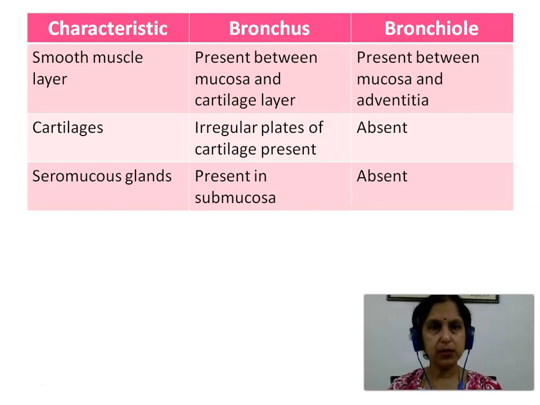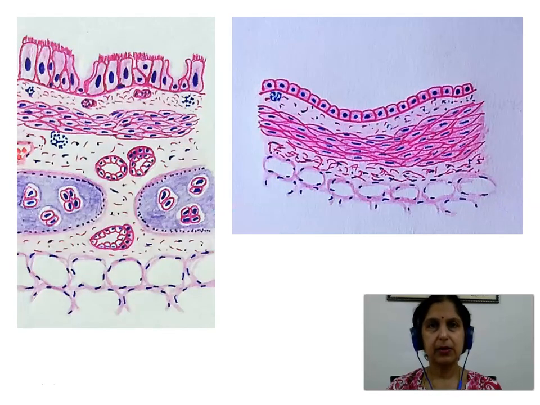Seromucous glands in the bronchus are present in the submucosa and also seen in the lamina propria, while in the bronchiole, seromucous glands are absent. Thus, these are the diagrams of the bronchus and the bronchiole, so we can appreciate the difference between the two.